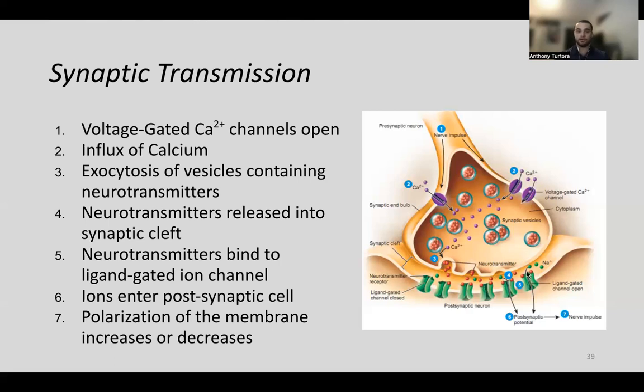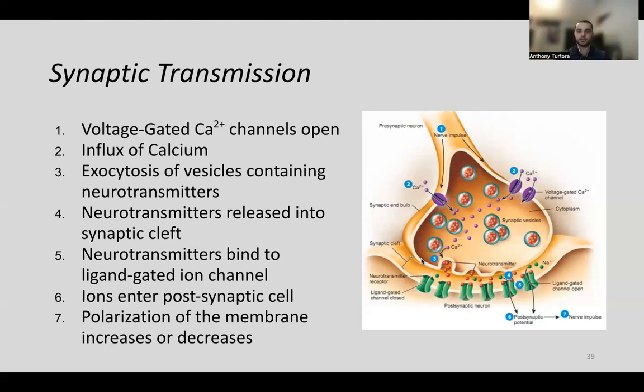Neurotransmitters will then bind to the ligand-gated ion channels on the postsynaptic membrane. The ions, as you can see here, will enter the cell, and polarization of the membrane either increases or decreases. This last point here is important because not all neurotransmitters have an excitatory effect. They also can have an inhibitory effect. So if it has an inhibitory effect, that is going to be called an inhibitory neurotransmitter, while if it causes an excitatory effect, it's going to be an excitatory neurotransmitter. But an important point also is that the receptor on the postsynaptic cell is what causes the effect on the cell, not actually the neurotransmitter itself.